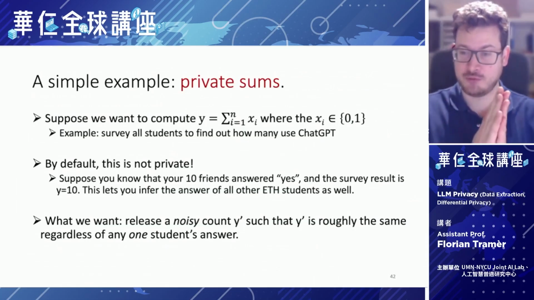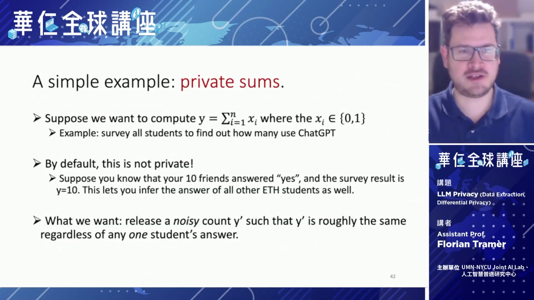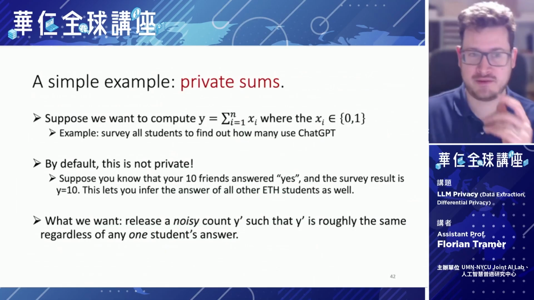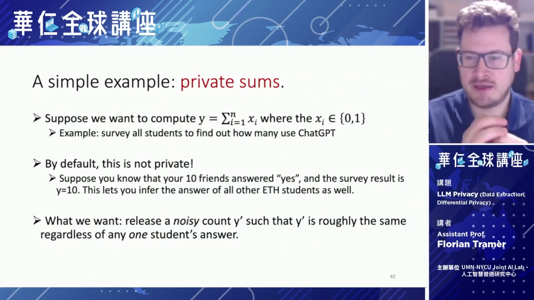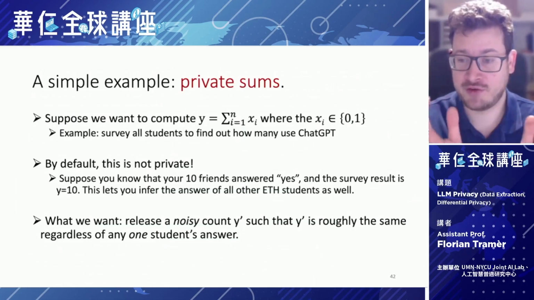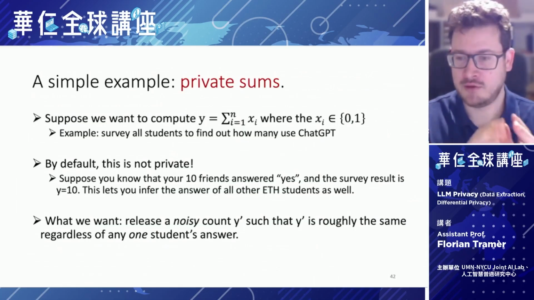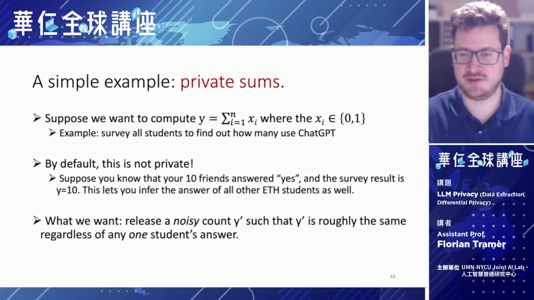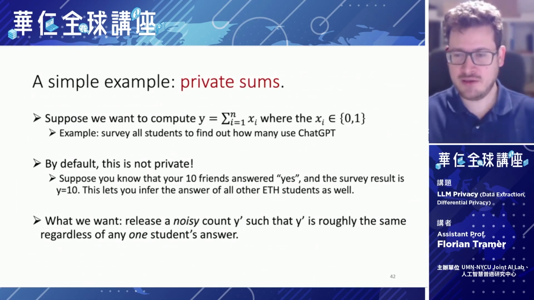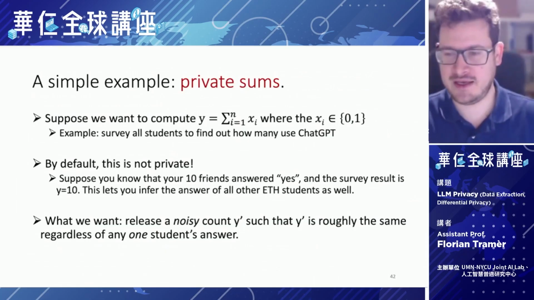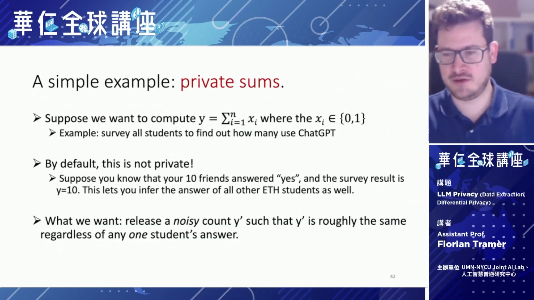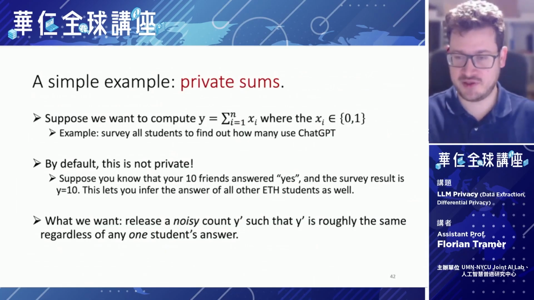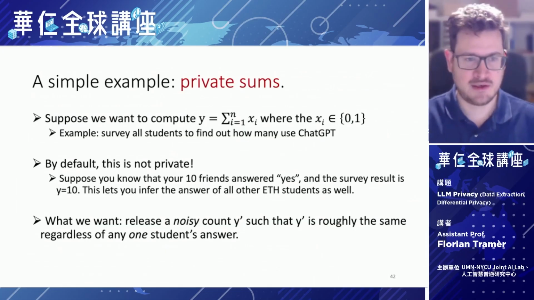By default, if we just compute this sum in the clear, this is not private. Say there's a subgroup of all the students that I did this survey on, where all of these people know that they answered yes, and then the final result comes out and the result is also 10. Then you can immediately infer that none of the other students in the class have answered yes, because this would be impossible, since the result that you get is exact.